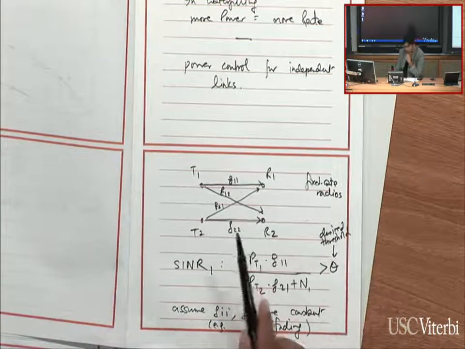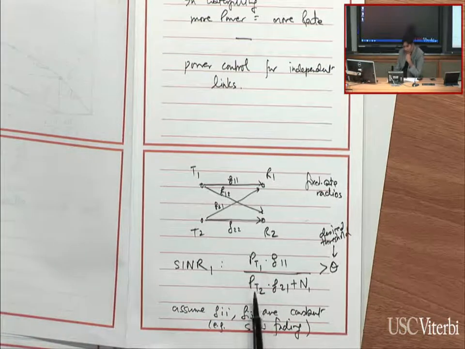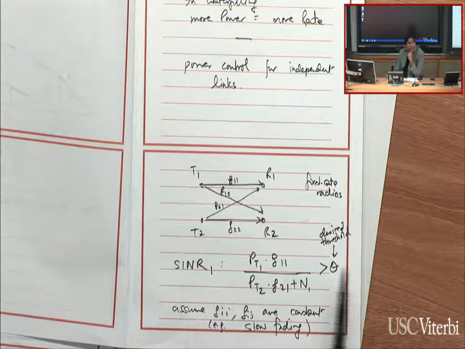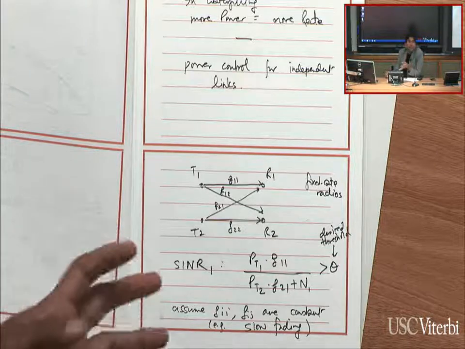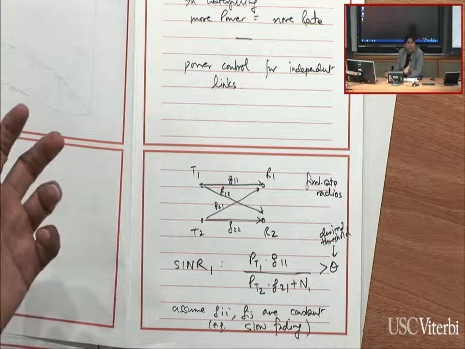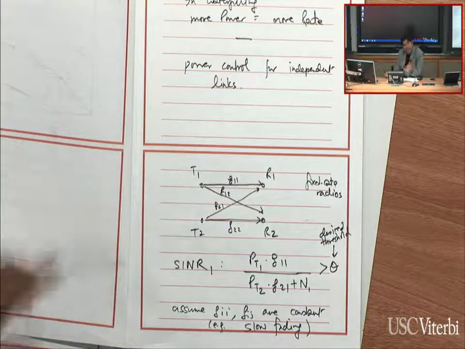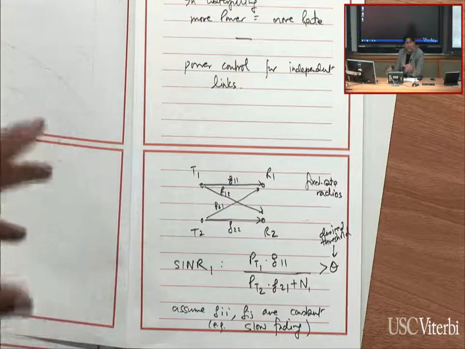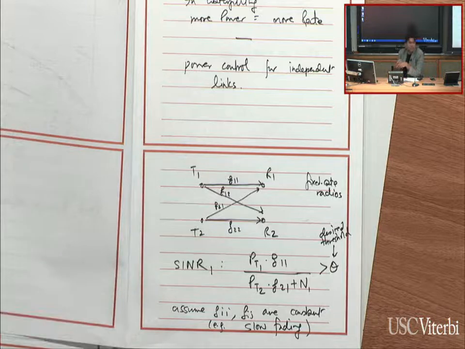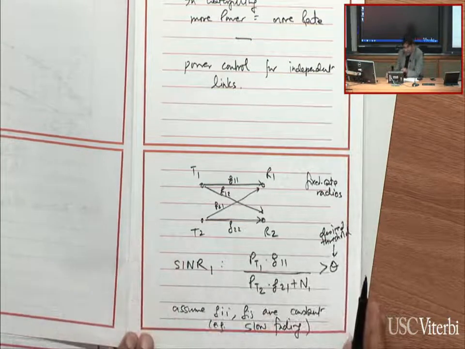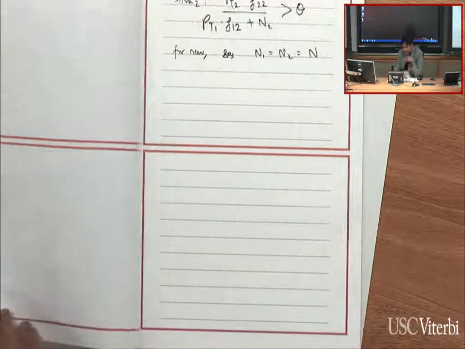So the question is, how should I set PT1 and PT2 so that both links are happy, both of them have an SINR above the threshold? And first of all, is that even possible? Can we guarantee that such an allocation of power levels exists? Okay. And if it does exist, how do we find it? What's algorithmically the way in which we can come to such a set of transmit power levels, right? So these are the questions that arise in this problem.